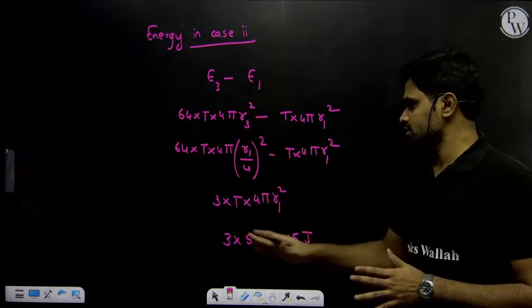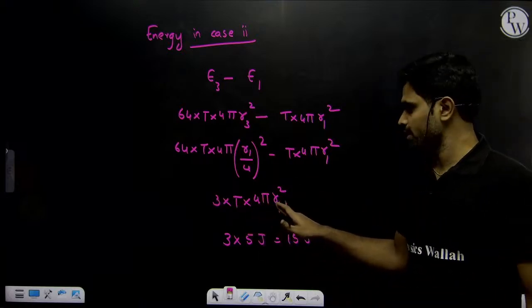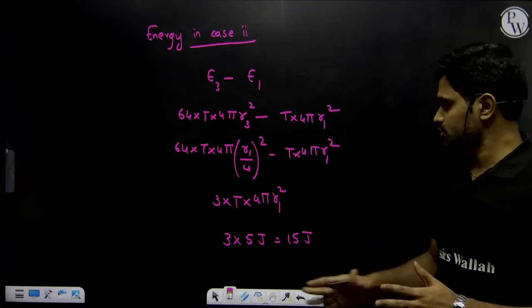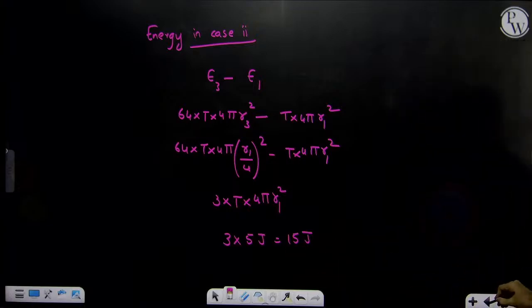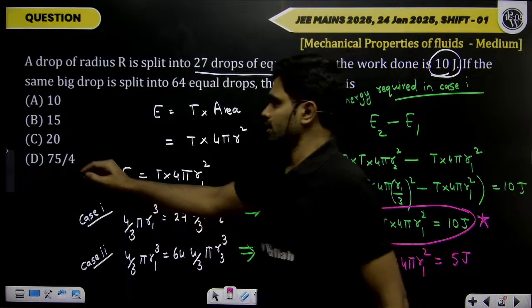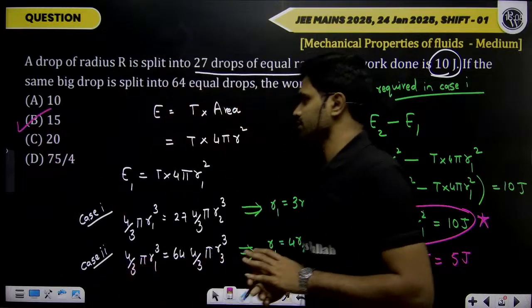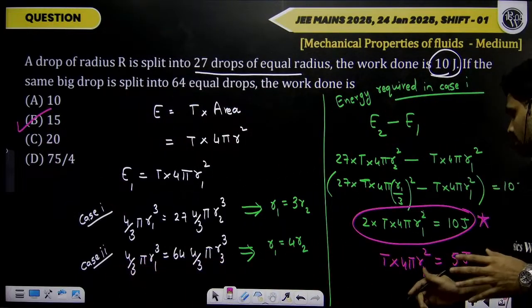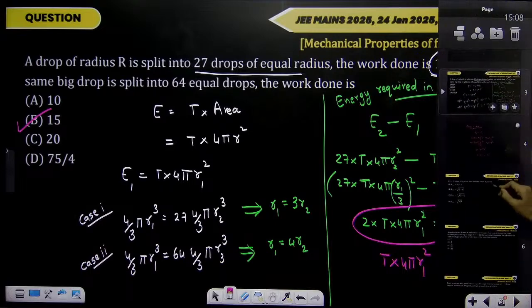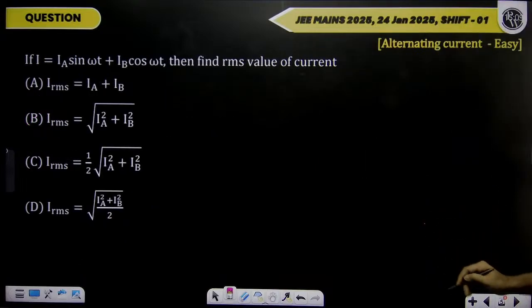So the first one was 2 times T 4 pi R1 square. This 3 times, so that was 10 joules. This is 15 joules. Yeah. So our correct answer will be B for this. Let us move to the next question.